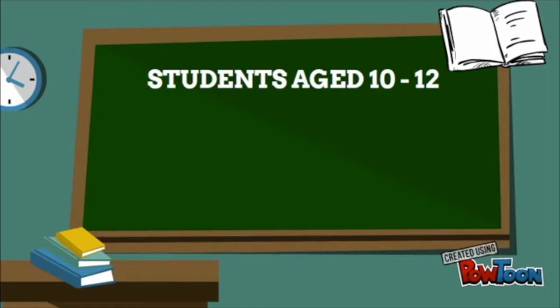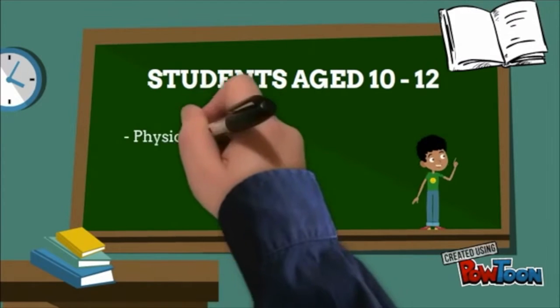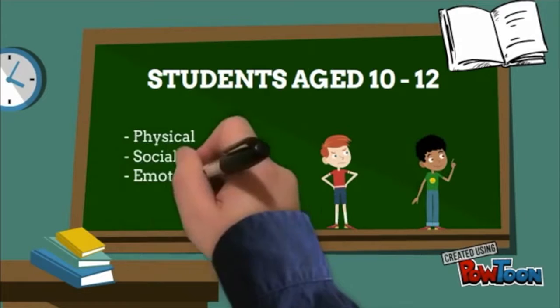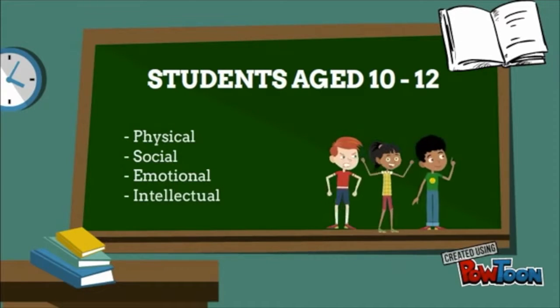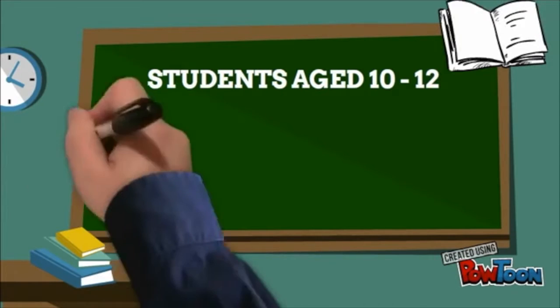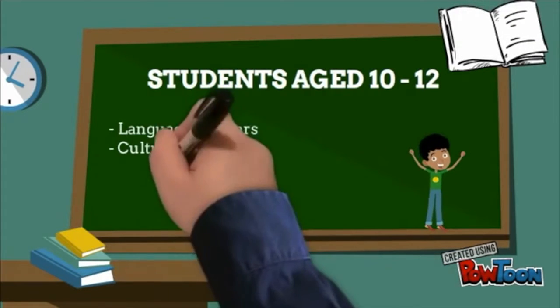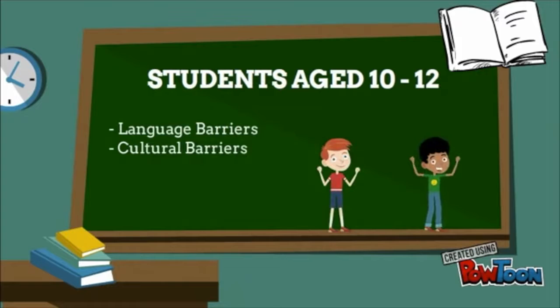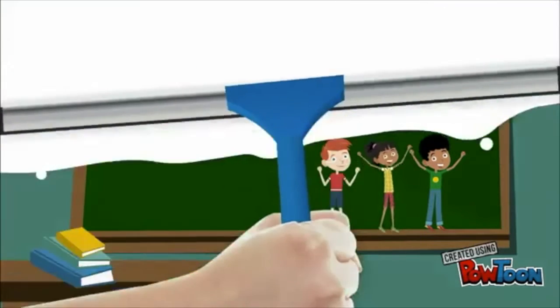Throughout this Powtoon, we will be discussing the physical, social, emotional, and intellectual needs of students aged 10 to 12, the socio-cultural issues of diversity regarding language and cultural barriers in the classroom, and how to adapt the classroom setting and content to suit the needs of students without excluding or separating them from each other.